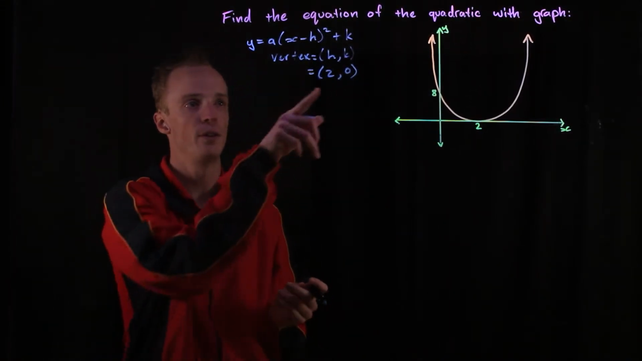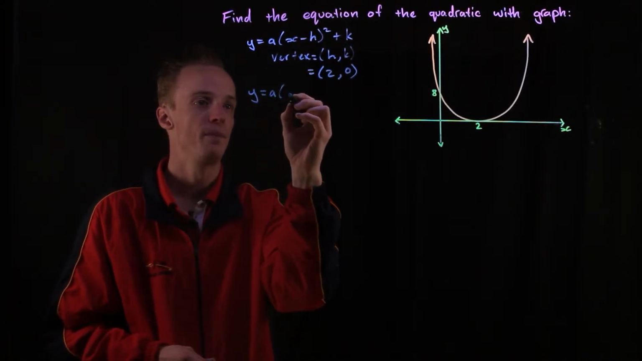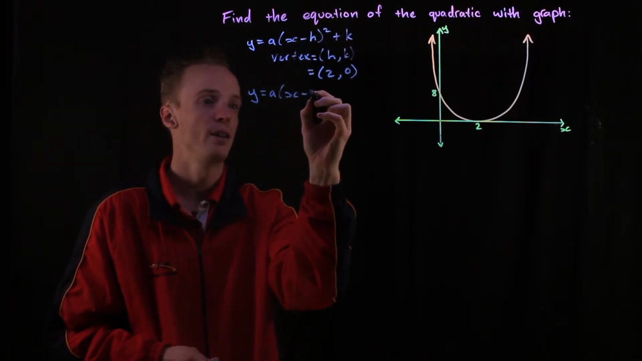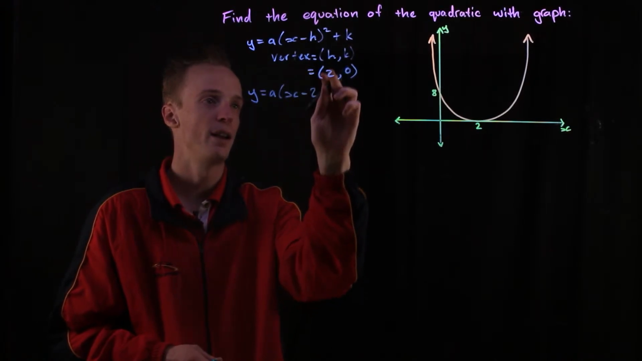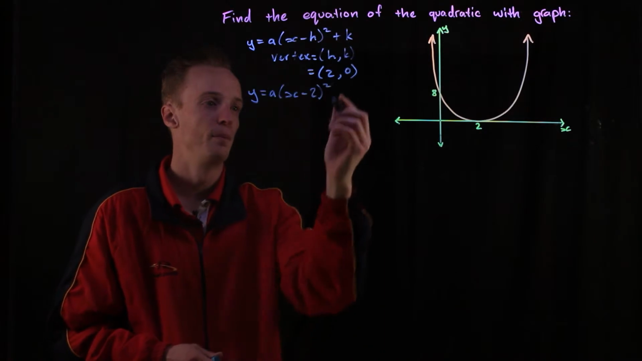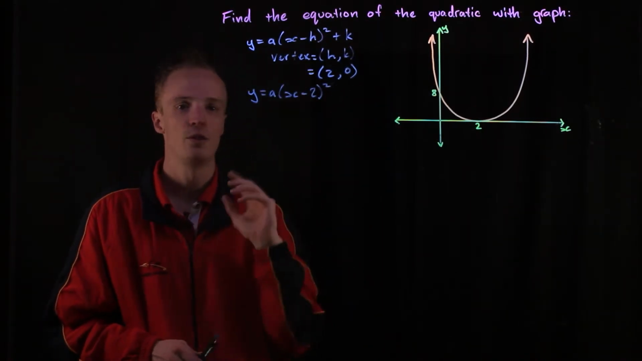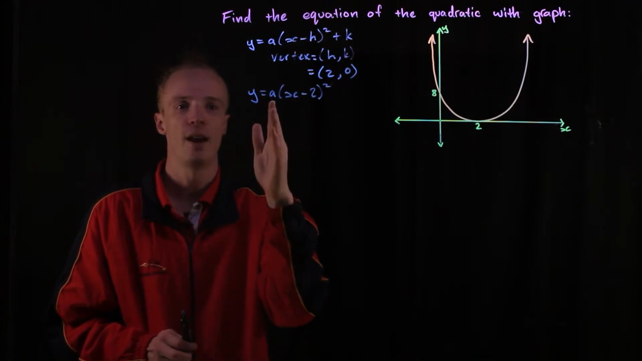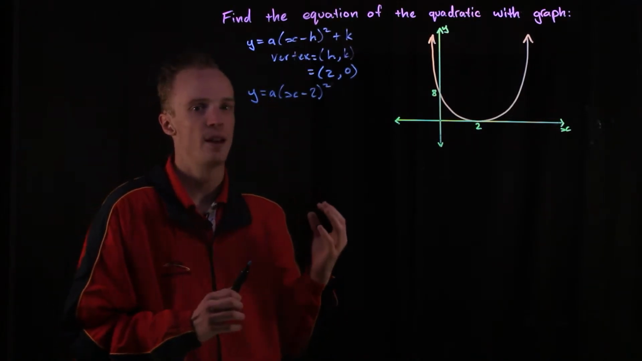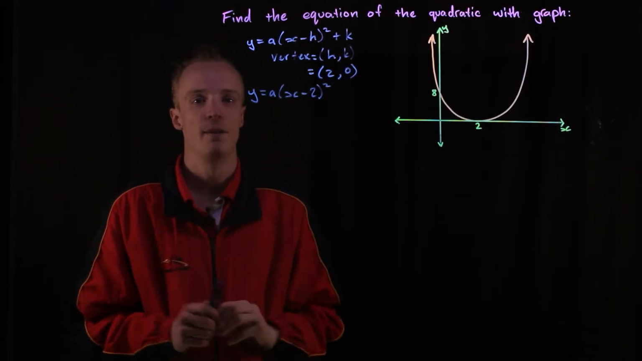Now in this situation, our vertex is equal to (2, 0). So when we substitute this information in, we've got y = a(x - 2)², because it's got to be the opposite sign of my x coordinate, and then plus 0. And because I'm plussing 0, I'm not going to include it here. So now I know everything except for this a value. That's where I need to use another coordinate to determine what my a value is.